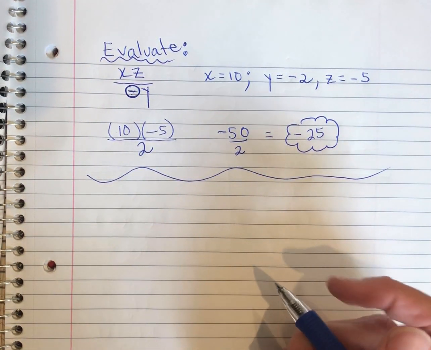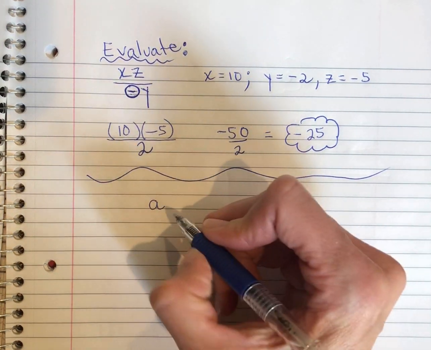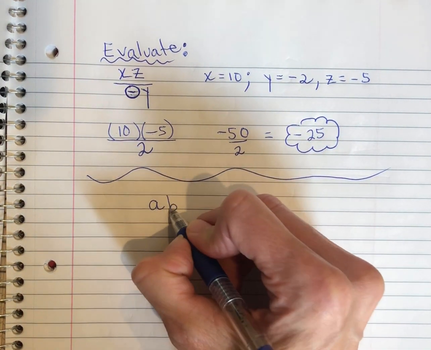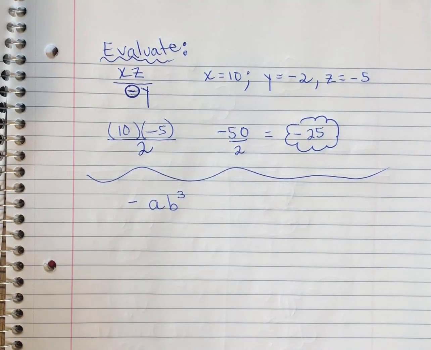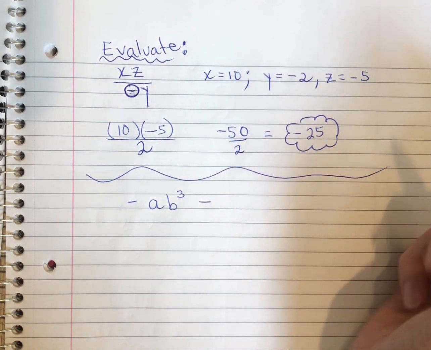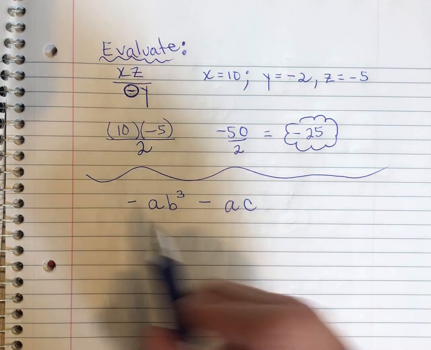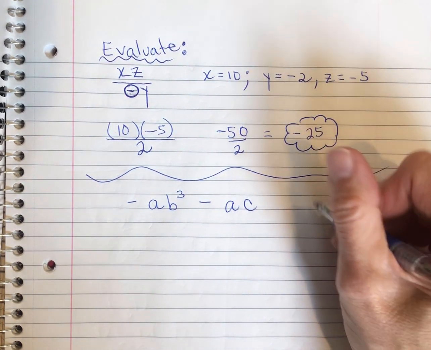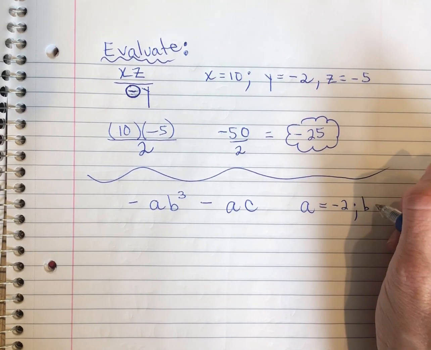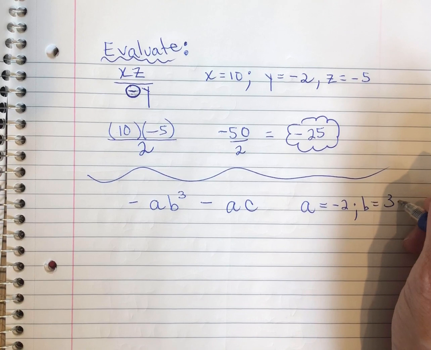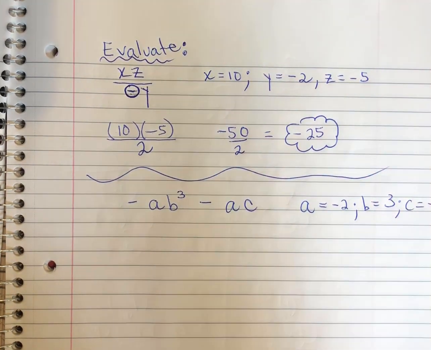Okay, so let's make it extra tricky. A, B to the third, take the opposite of that, minus, oh yeah, I put a minus, A, C. And we need the values for A, B, and C. So A will be negative 2, B will be 3, and C is going to be negative 8.